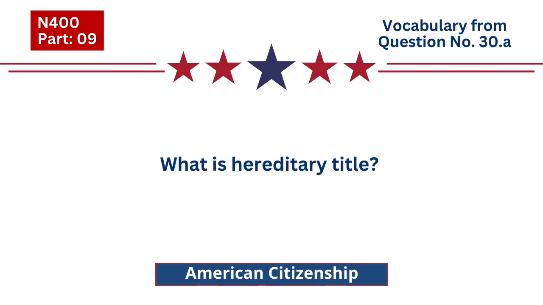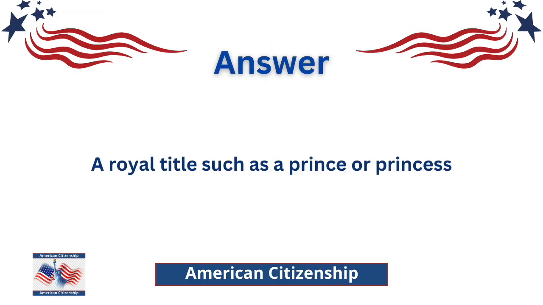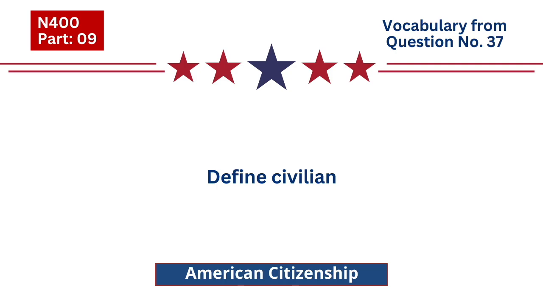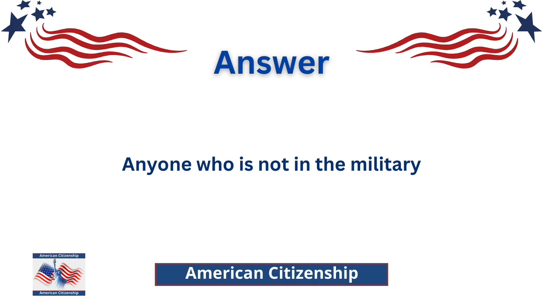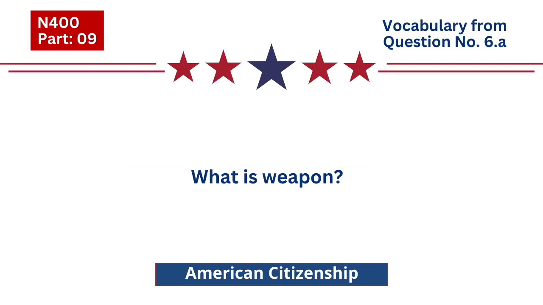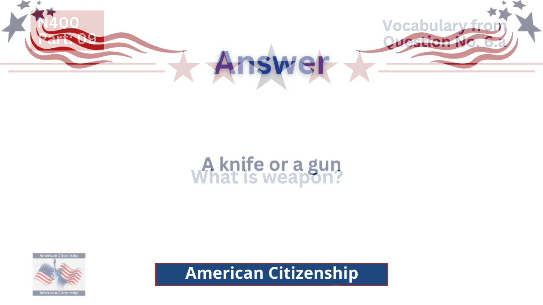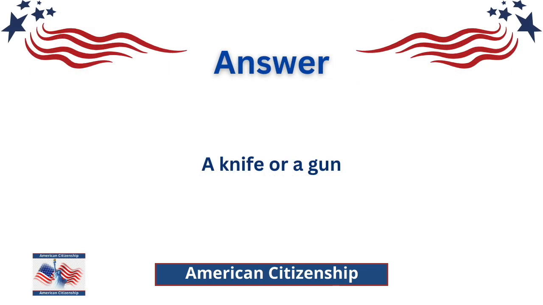What is hereditary title? A royal title, such as a prince or princess. Define, civilian. Anyone who is not in the military. What is weapon? A knife or a gun.